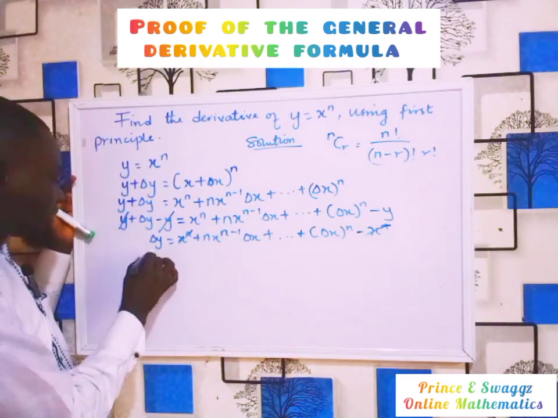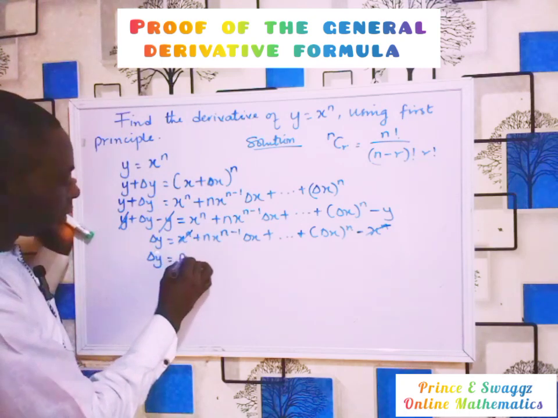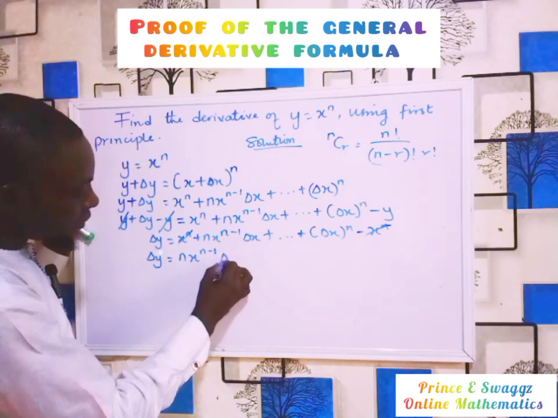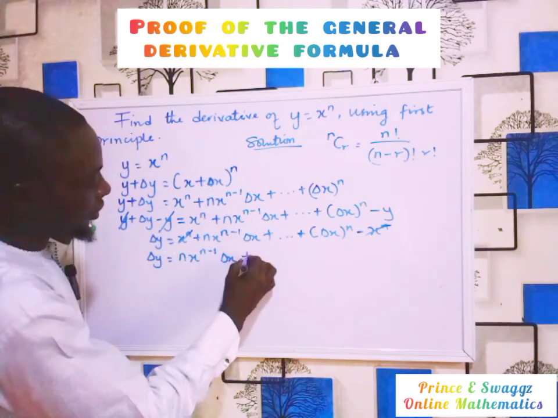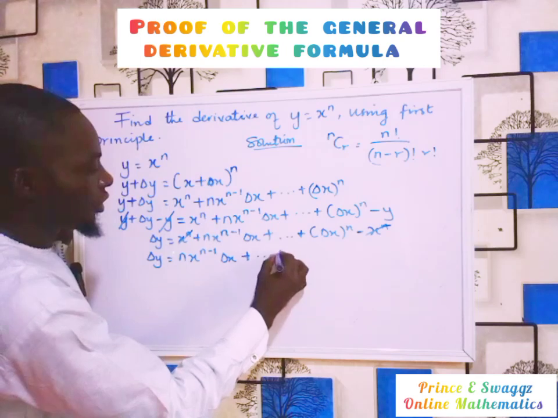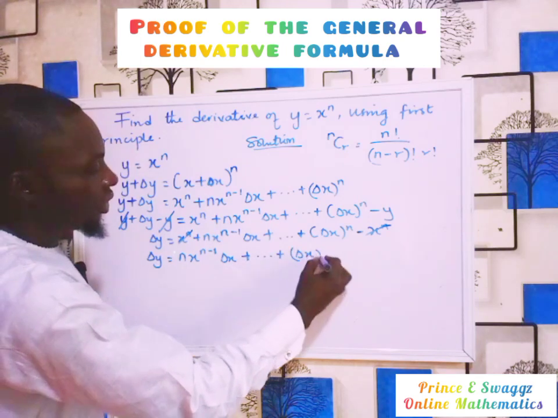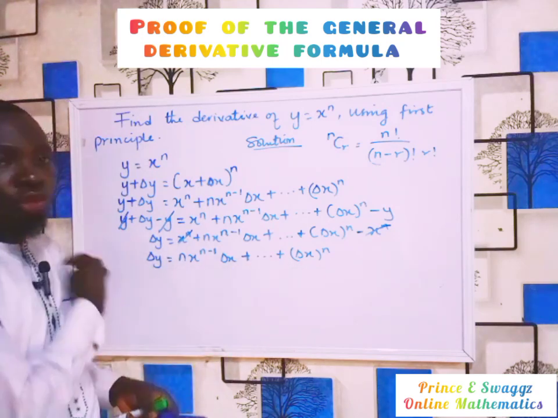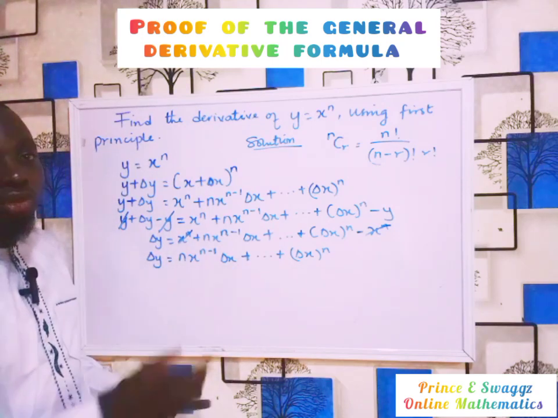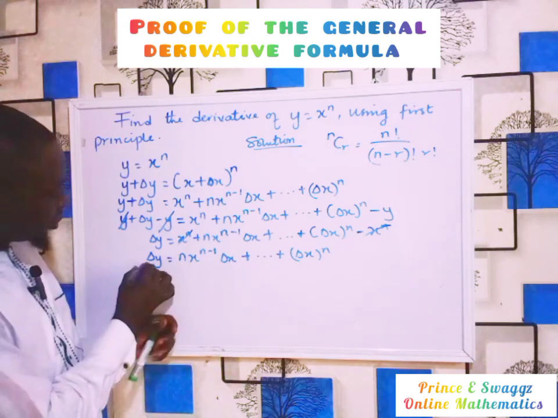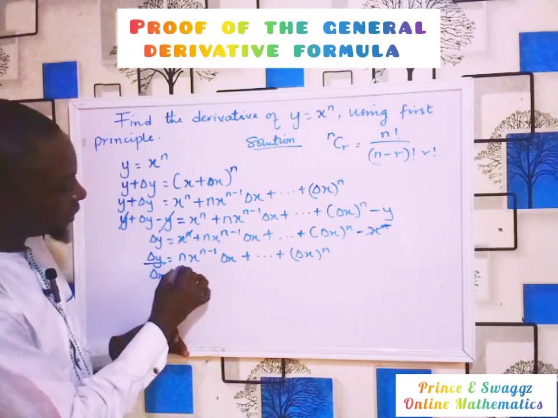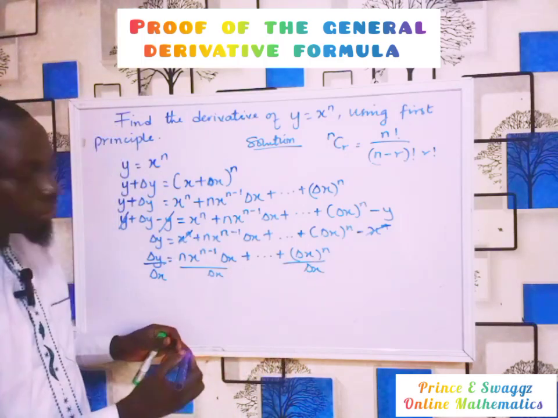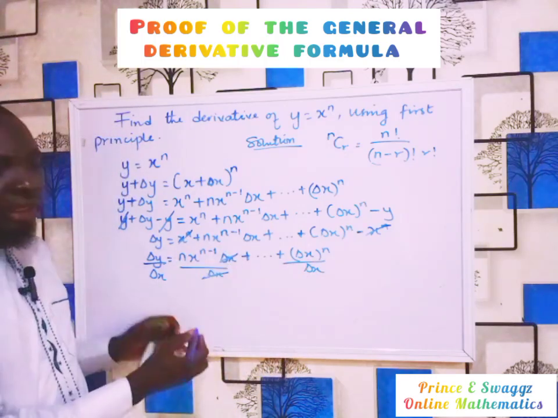So we are left with delta y equals n x to the power n minus 1 delta x, plus dot dot dot plus delta x all to the power n. So the next thing to do now is to divide both sides by what? Delta x. So we divide this one by delta x, delta x, delta x. Delta x cancels delta x.